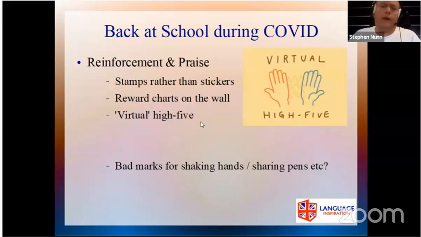I also teach a lot of very young learners. 2.5 is the youngest that I teach, and lots of reinforcement and praise, of course, is needed with this age group. Quite often with our young learners, we use stickers. Perhaps a self-inking stamp could be used instead of stickers, so that we're not actually touching any of the paper that our students are using.